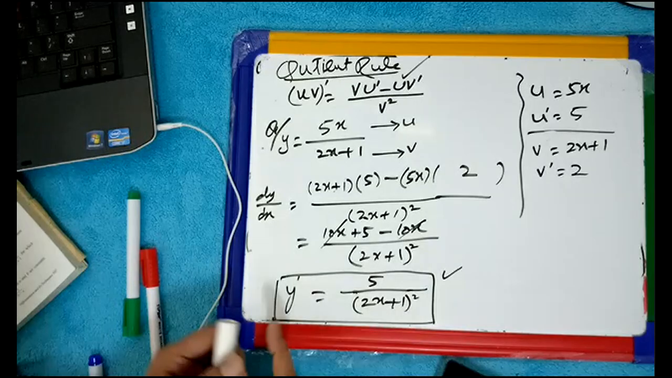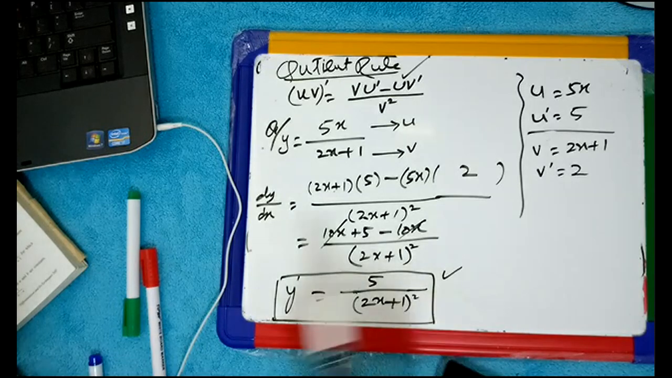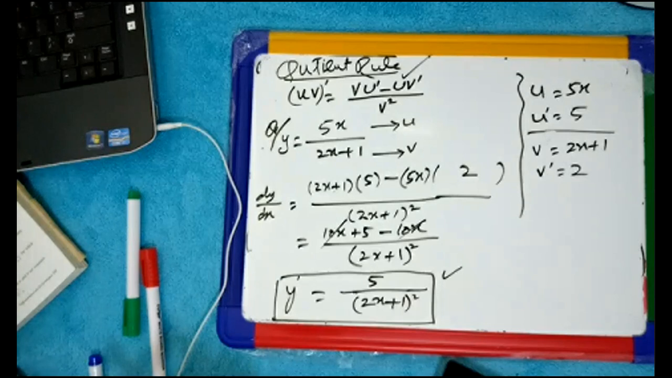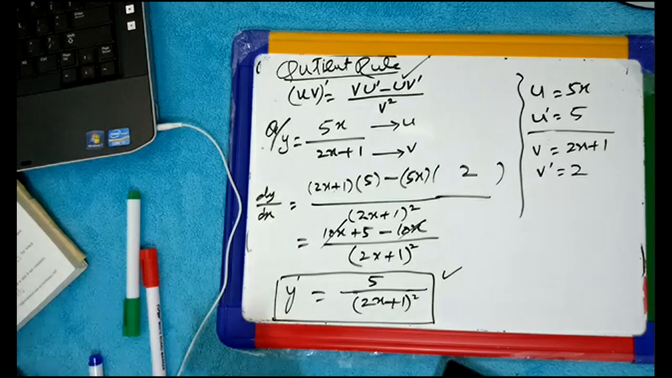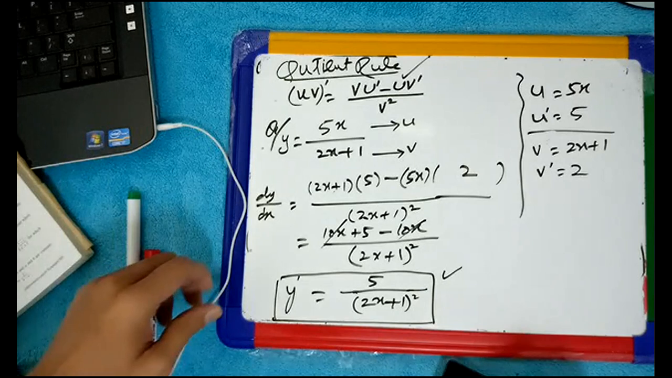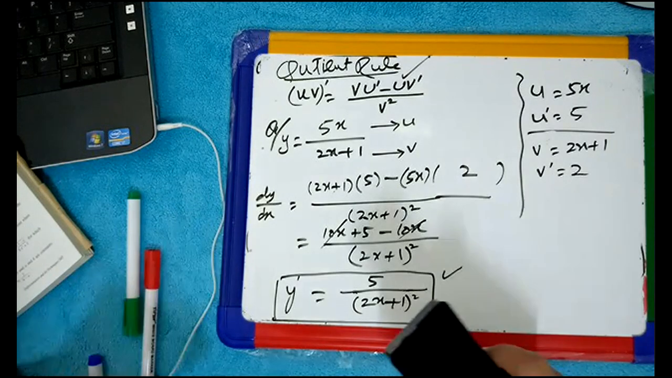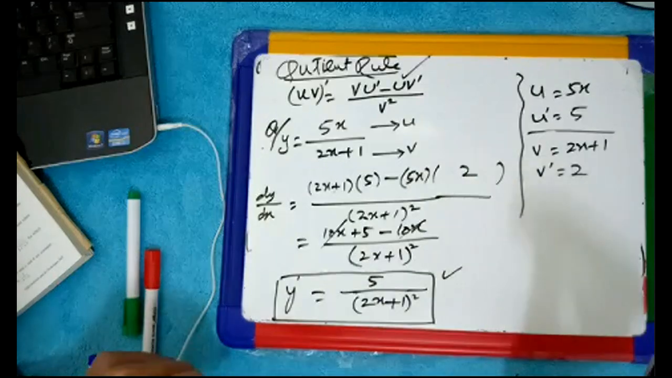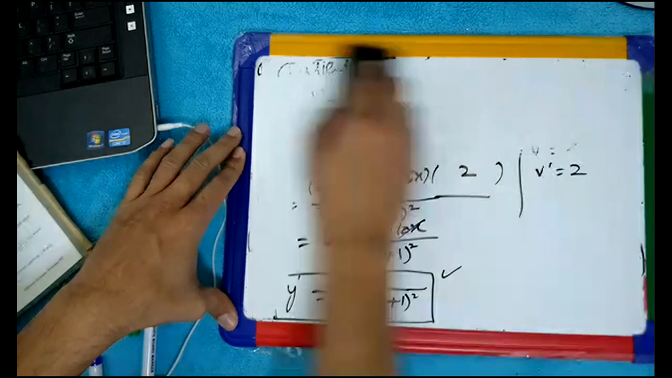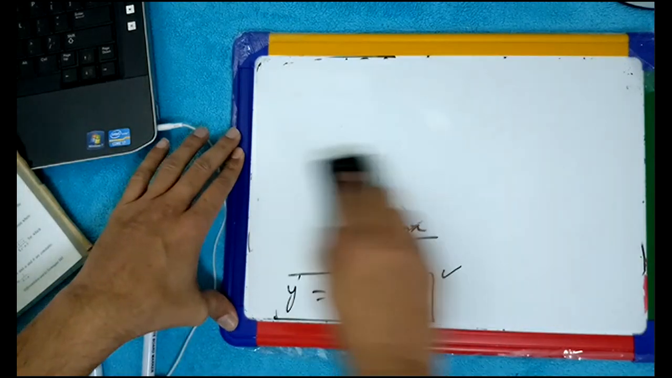But this will have no impact on the numerator, because the numerator is solved. So this is your answer. V is always in the form of a square. In this case, v is in the form of a square. Now, one more question on the quotient law. After the product law, there is only a little bit of change in the quotient law, so you grasp it easily. Now, we do quotient rule, one or two more questions, then we will go on to the stationary point.